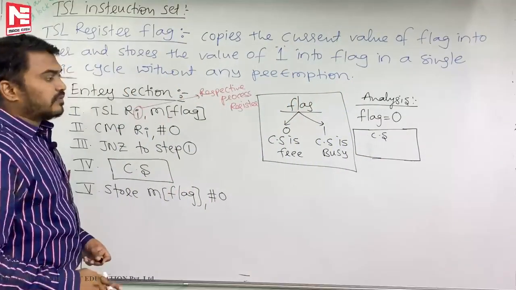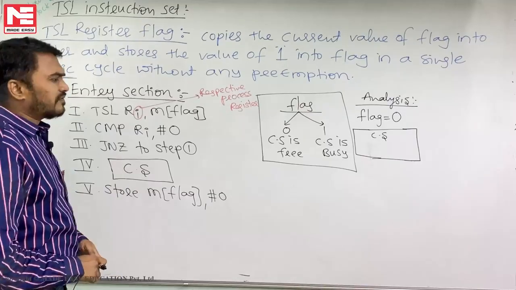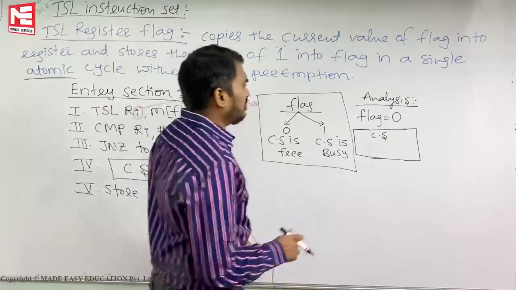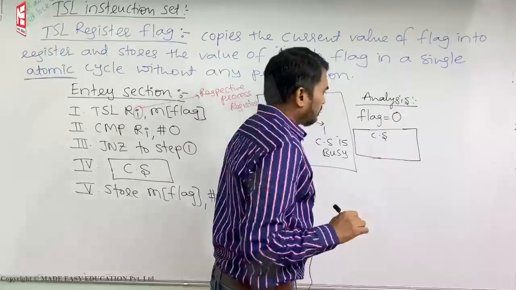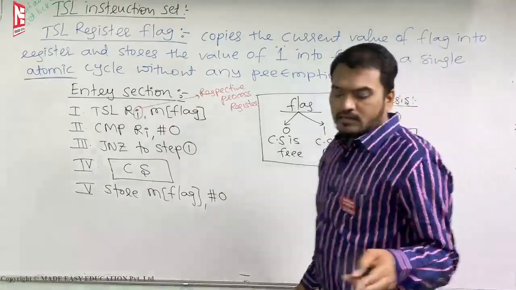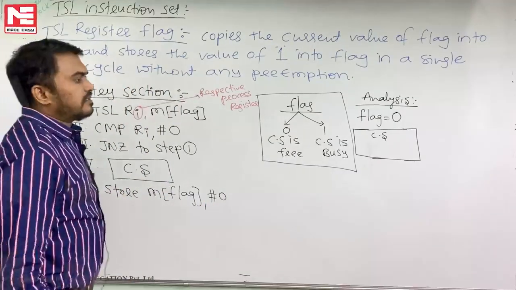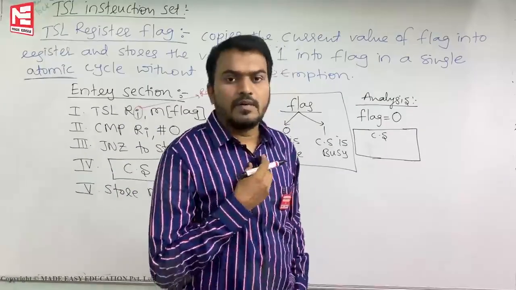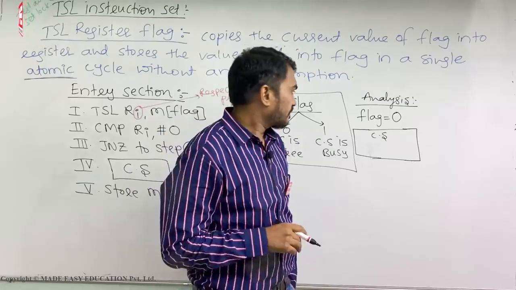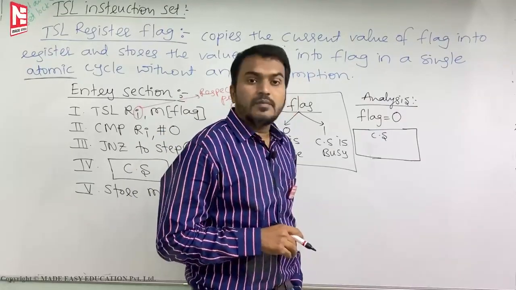Now, the code can be used by any number of processes. So first we will check for mutual exclusion. One by one we will check. So let us do the analysis. Just listen carefully. First we will check for the mutual exclusion.